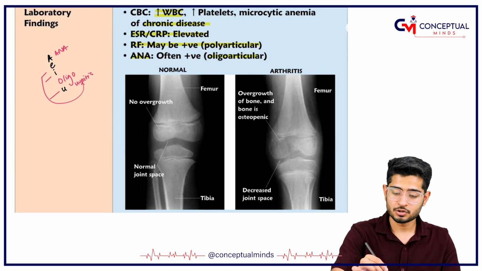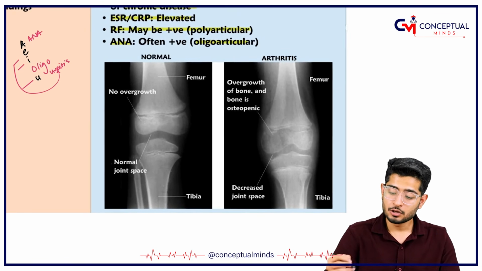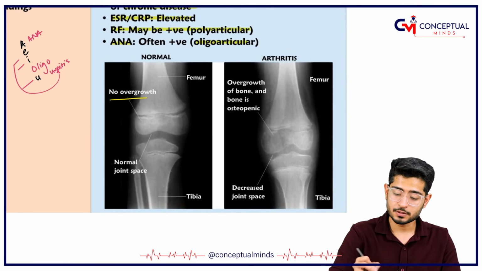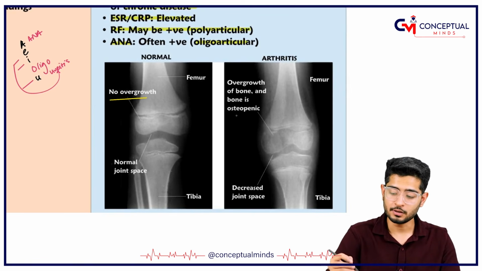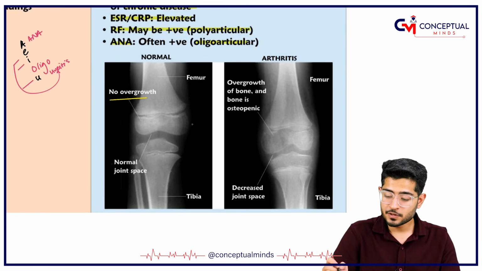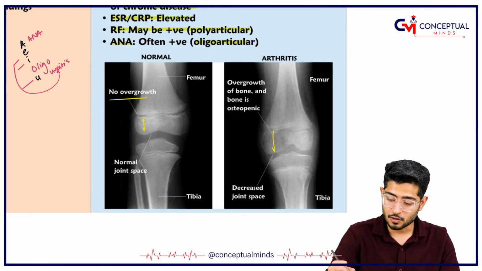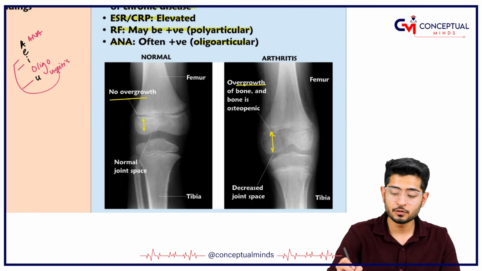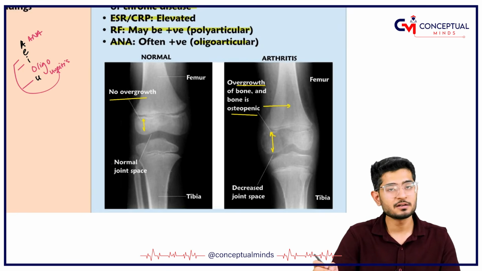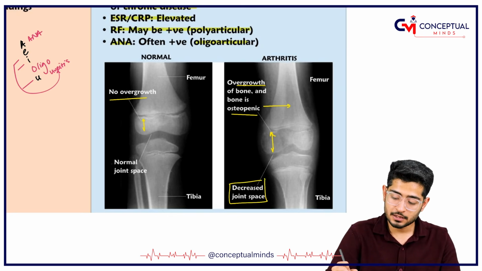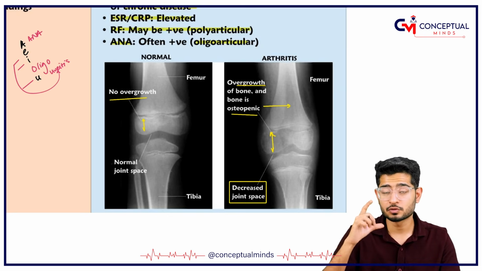Just to show you once again, there is no overgrowth in the normal one, but there is an overgrowth which is going to happen. This was supposed to be the normal size, whereas this is the abnormal size. With this overgrowth, of course the bone is not going to be dense; the bone is going to be lytic, osteopenic, and that is why there is going to be a decreased joint space. Why? Because the bone growth is too much.